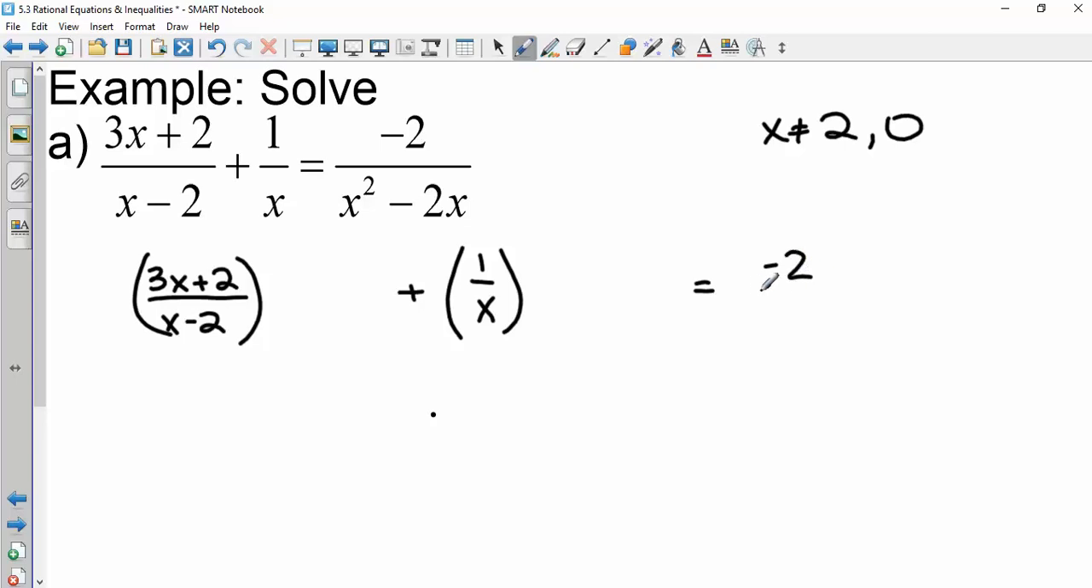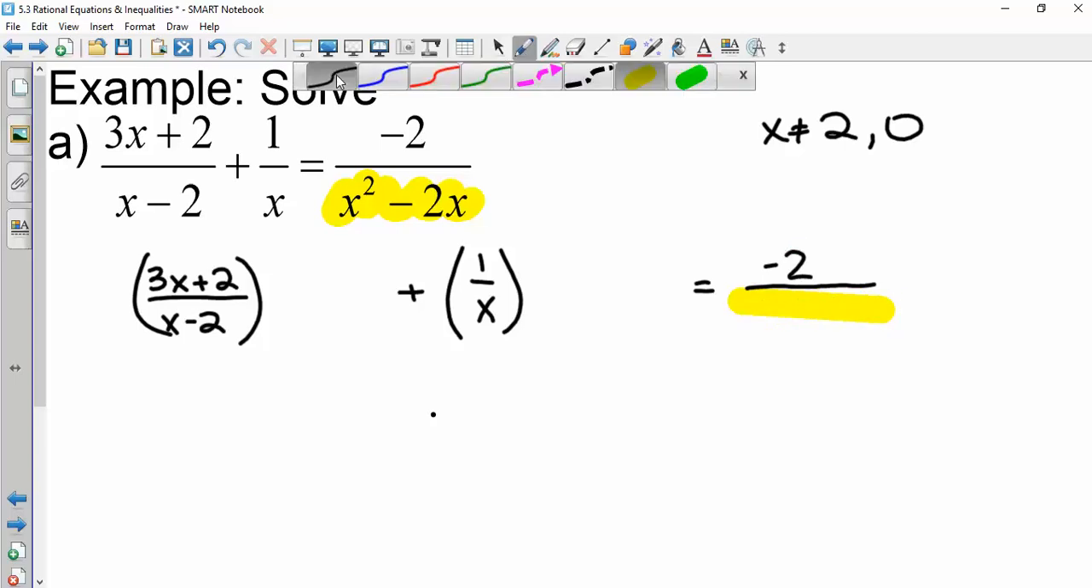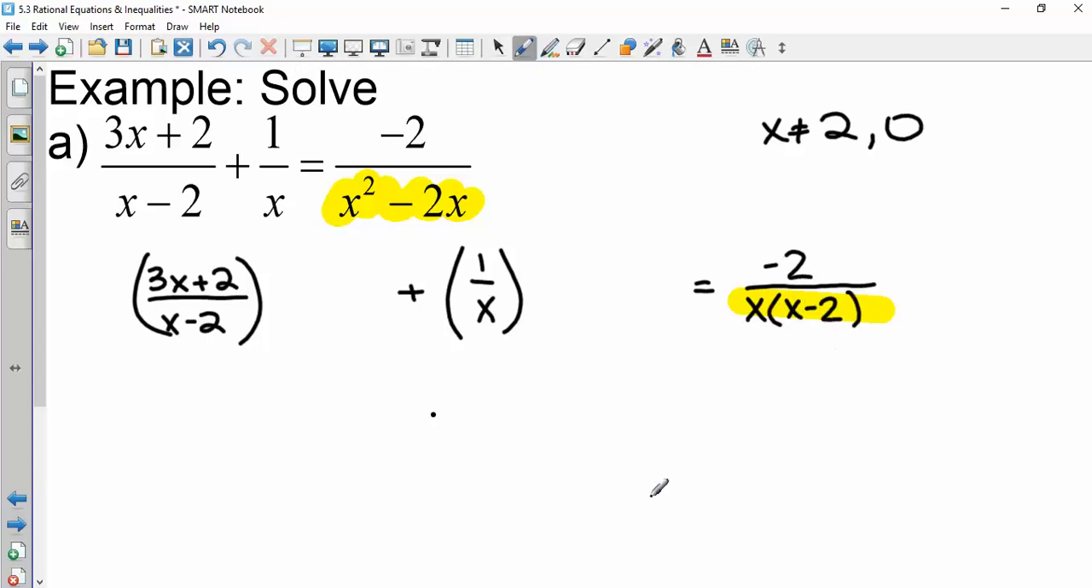For this last one, I recommend, if at all possible, factor your denominator, because we don't want to multiply by more stuff than we have to. How would I factor that? What does that break into? Yeah, you can take out an x, and then you're left with x minus 2. So you can see to make that 0, you would need either a 0 or a 2, and we've already listed both of those.